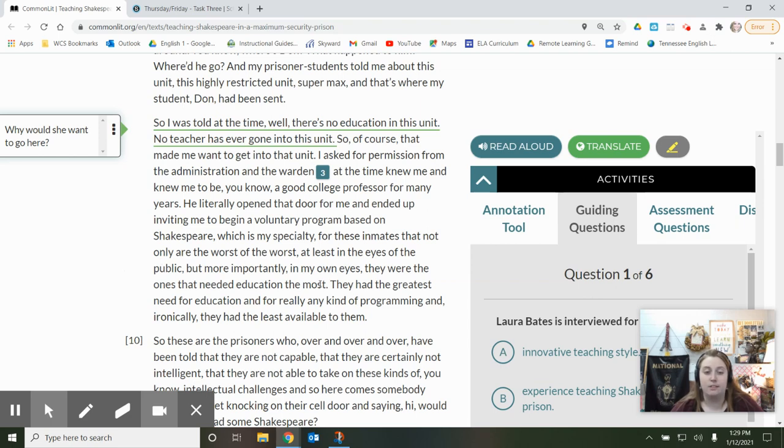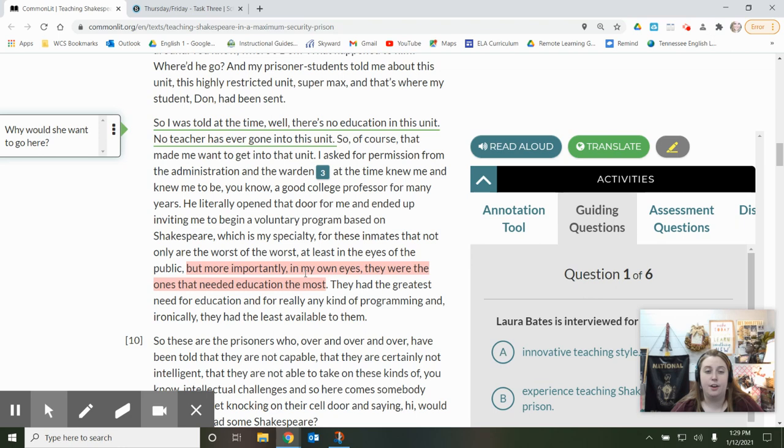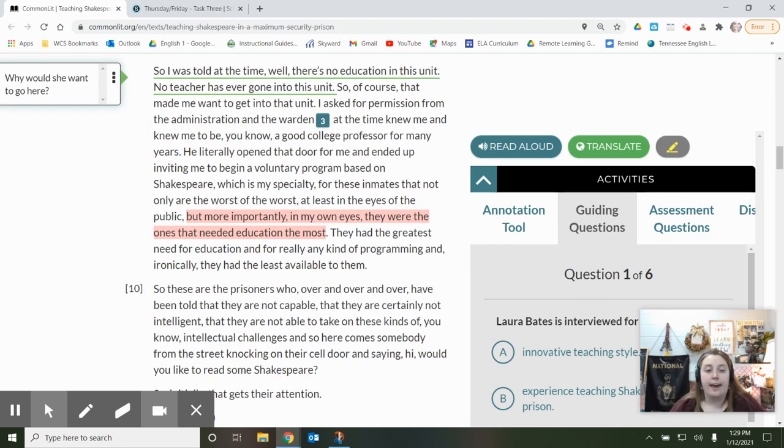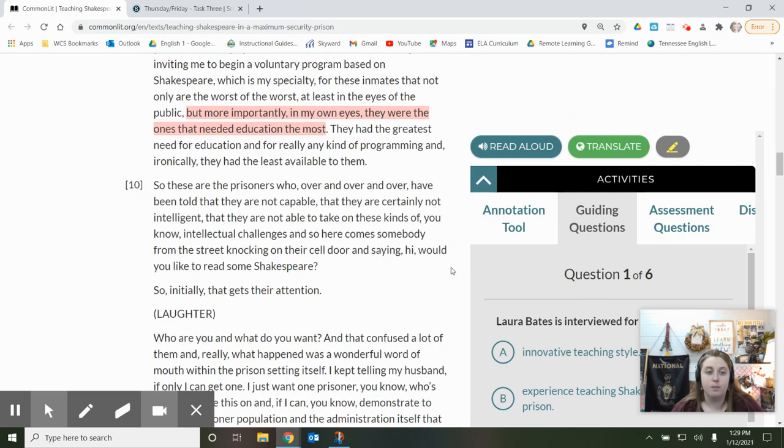All right, very, very powerful statement. I'm just going to highlight that. I'm going to highlight it pink because I'm not going to add a note, but I just think that's a very impactful statement, okay? They had the greatest need for education and for really any kind of programming. And ironically, they had the least available to them, which is terrible, right? They needed the education the most and they had the least access.